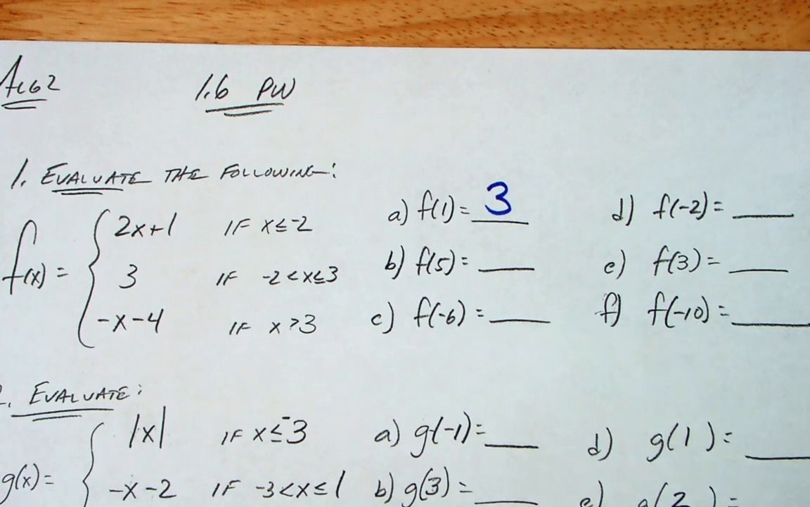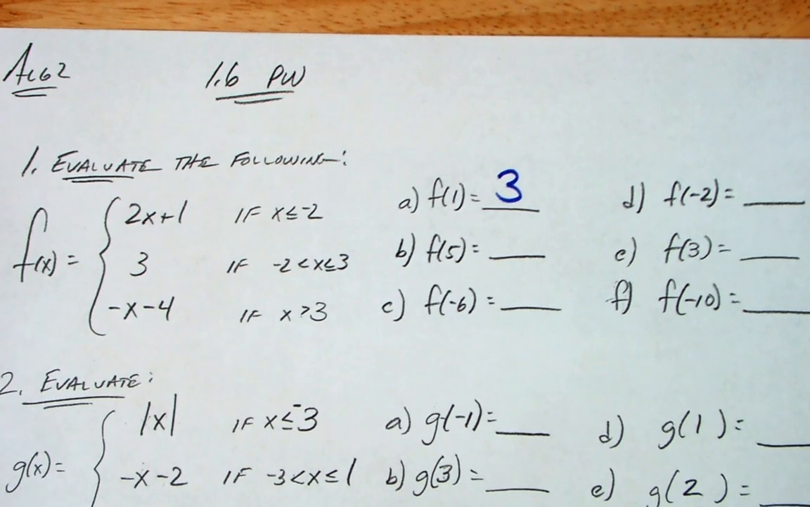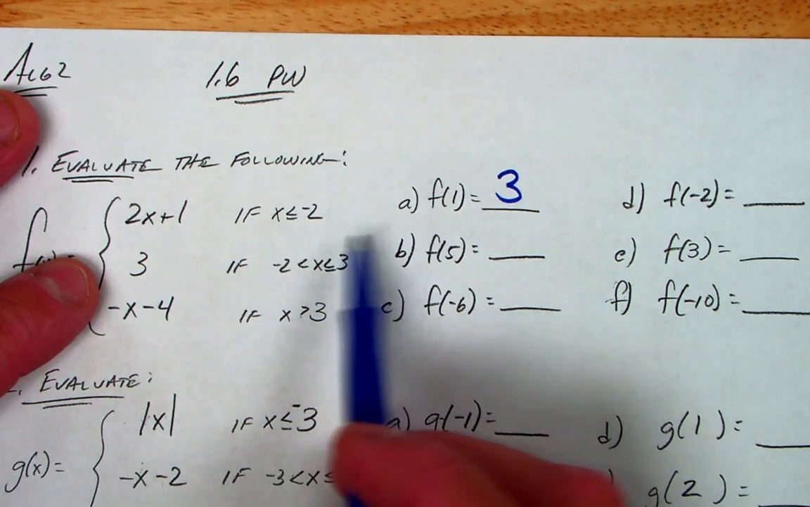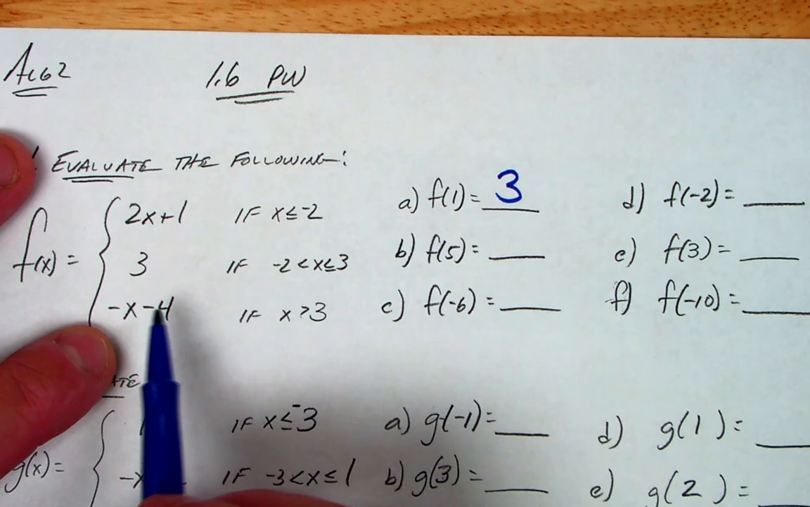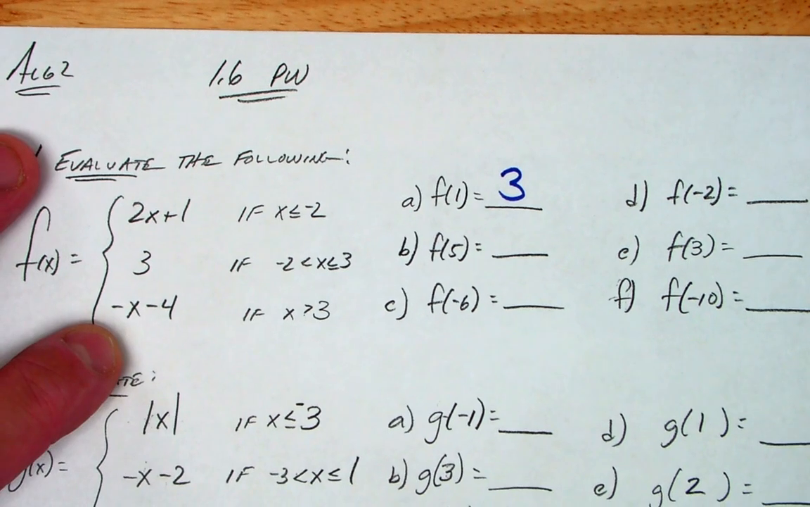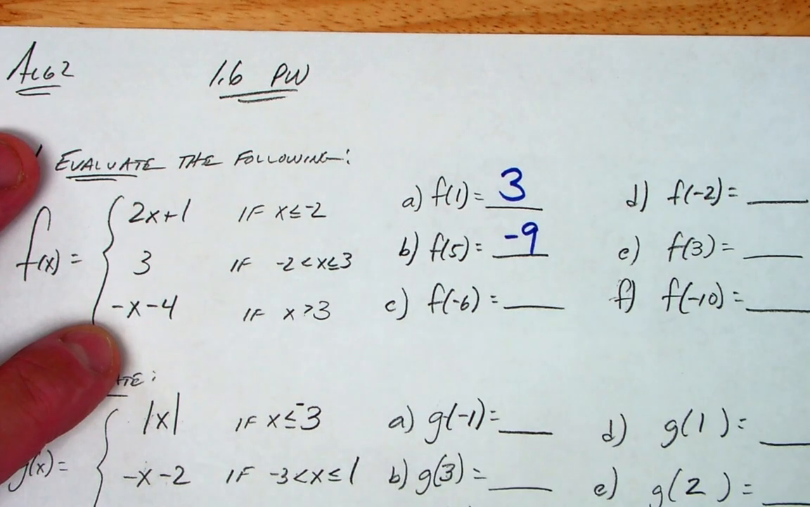If I plug in 5, which one do I use? The first one, the second one, or the third one? Go on, help me out. Third one. Because 5 is bigger than 3. So I'm going to plug 5 into this. What do we get? Negative 9. I should be able to do that off the top of your head. The opposite of 5, minus 4, so negative 5 minus 4.